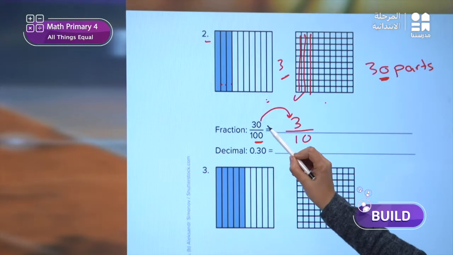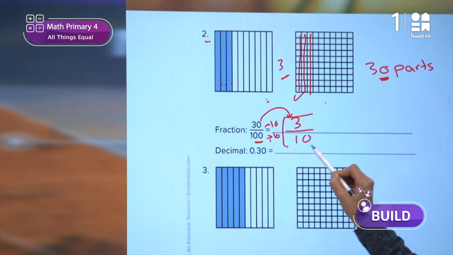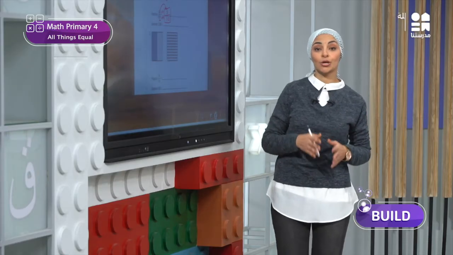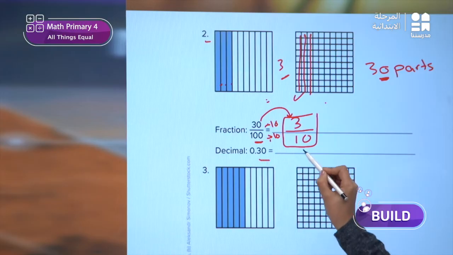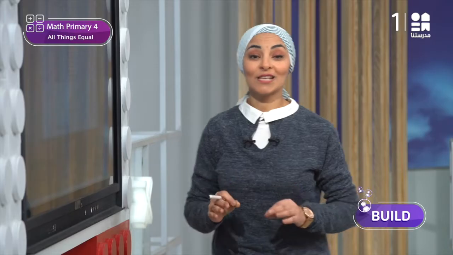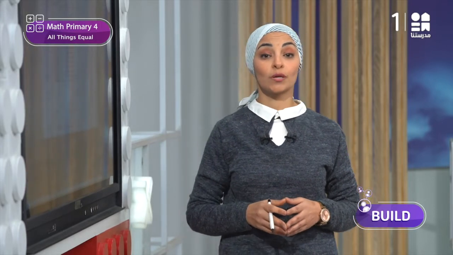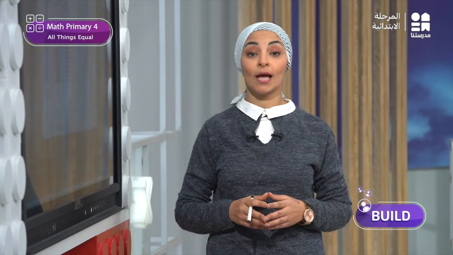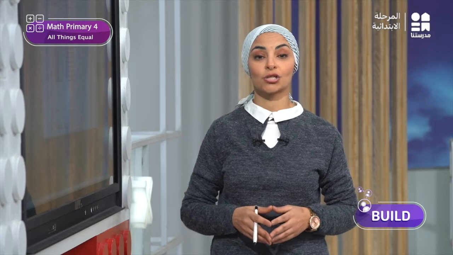Right? So, لو عملت 30 divided by 10 و 100 divided by 10, the equivalent fraction will be 3 over 10. This means 30 hundredths is equal to 3 tenths. 30 hundredths equal to 3 tenths, which is 0.3. And as you have noticed, we use the same multiplication and division strategies we used with fractions. Now I'll give you time to think about problem number 3, and you can use the models to find the fractions. When we are back, we will review the answers all together.